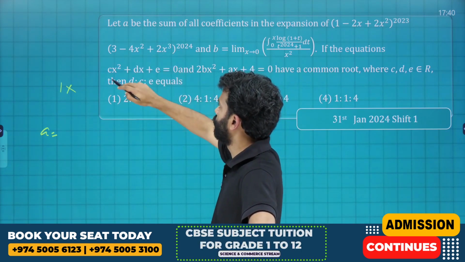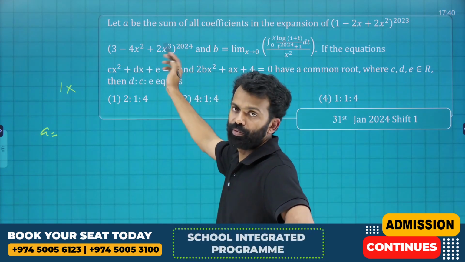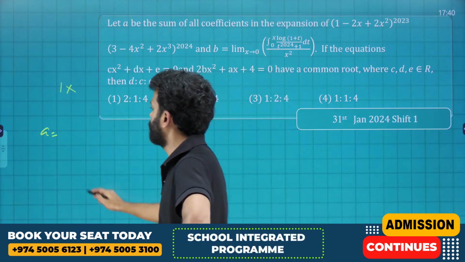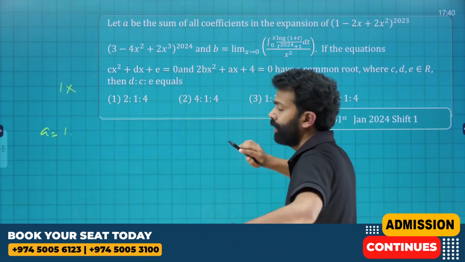More than 2 is there, 2 is here. Therefore, it will be 3 plus 2, that is 5. 5 minus 4 is what? 1. That is 1 into 1, that is, A is equal to what? 1. So, here A is done.